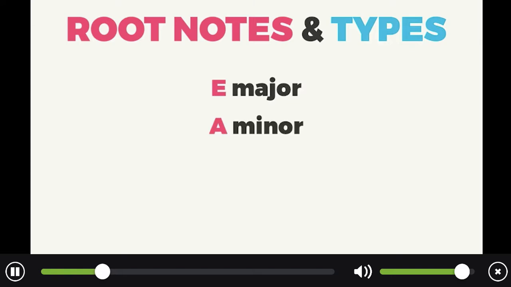Alright, let's have a look at root notes and types. These will help us understand how things like chords, scales, and arpeggios are named. Now, the root note is the starting note, and is the first thing in the name of any chord, scale, or arpeggio. For example, an E major arpeggio has the root note E, and an A minor chord has the root note A. On guitar, you usually find the root note on the big E string or the A string.